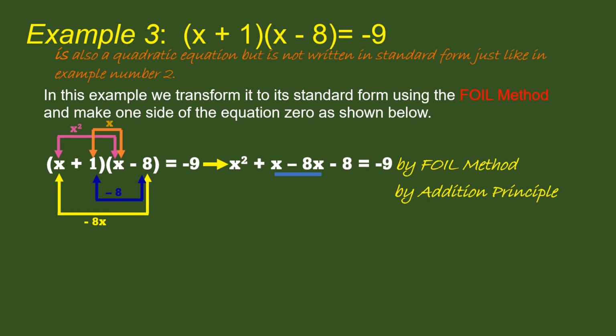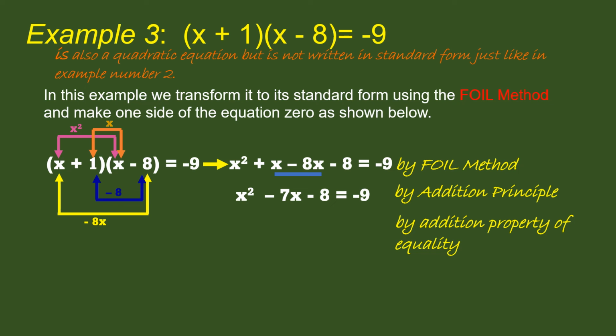By addition principle, we add like terms. So we add x minus 8x. We got x squared minus 7x minus 8 is equal to negative 9. By addition property of equality, to make the right side of the equation equal to 0, we add the additive inverse of negative 9, which is positive 9 to both sides of the equation.